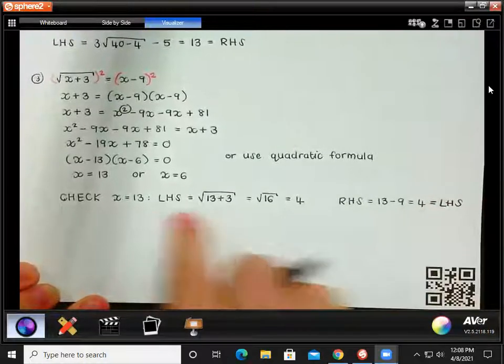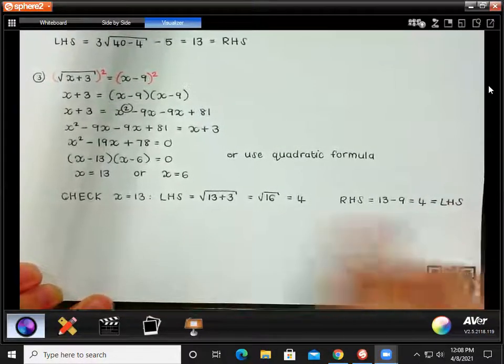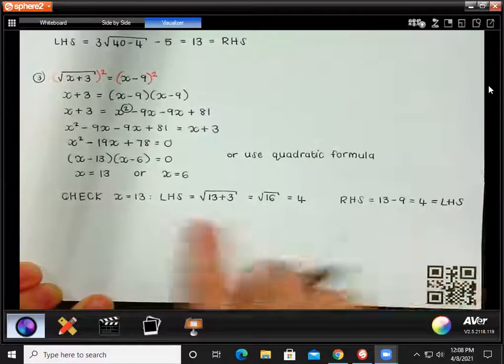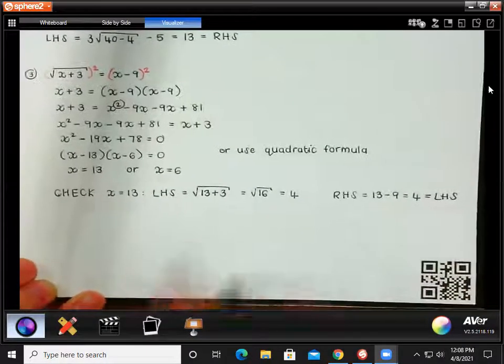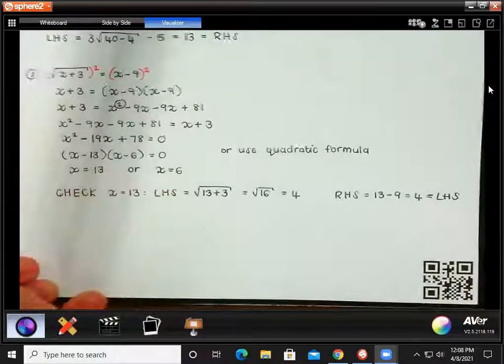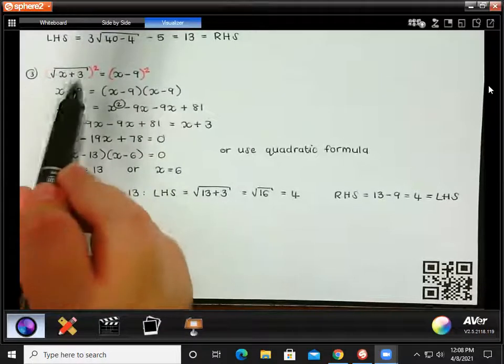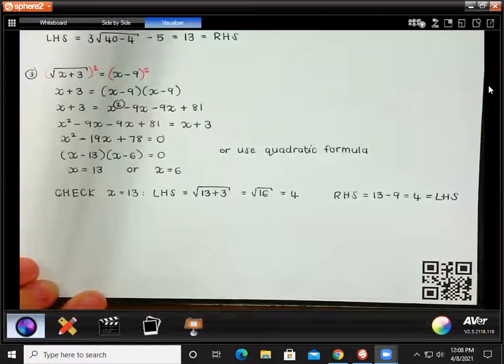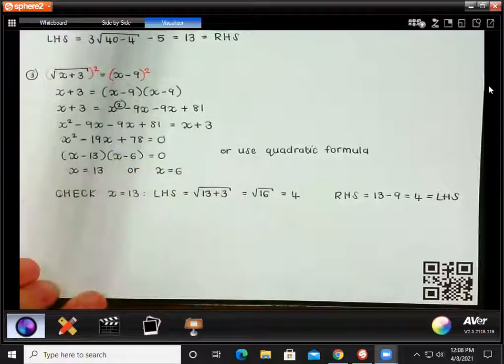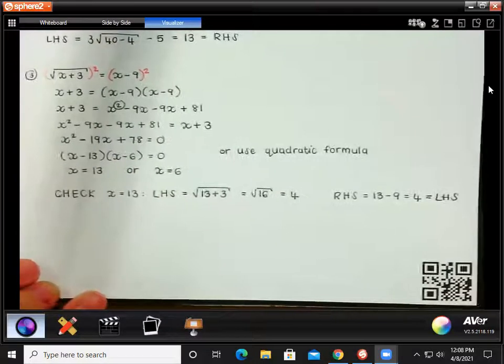But guys, remember, you don't actually have to write this down when you're doing this in a test or exam. Okay, so don't stress about this too much. You literally can also just type it into the calculator. So you can type square root of 13 plus 3 equals, it will give you 4. And then you type in 13 minus 9. Hopefully you wouldn't have to type that in, but then you would also get 4.